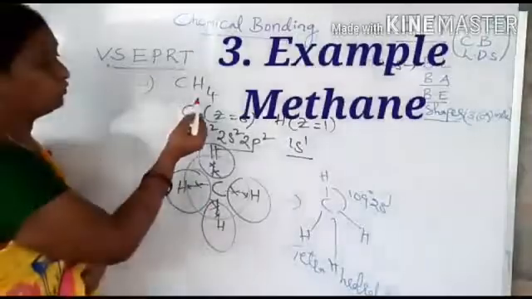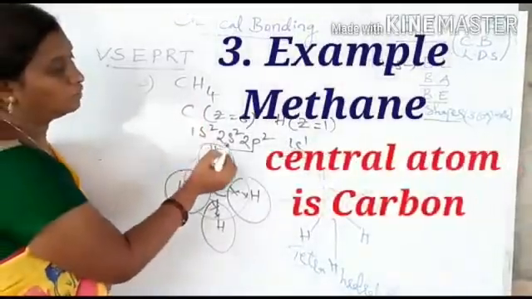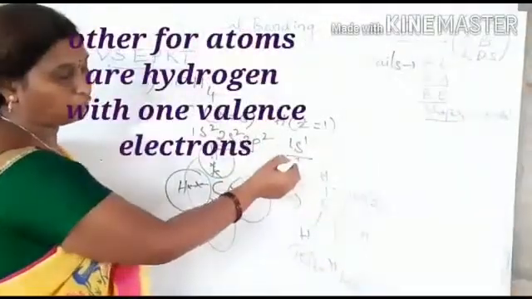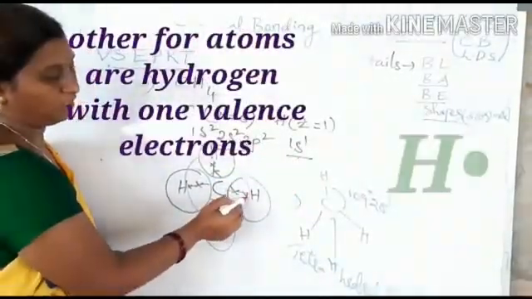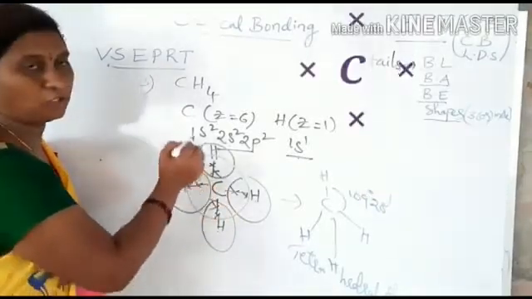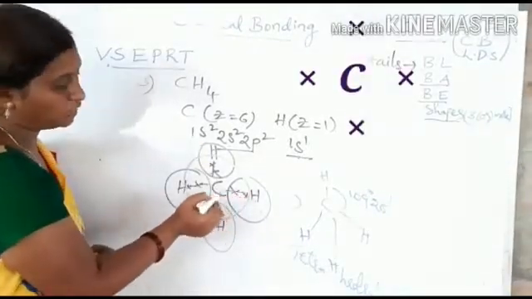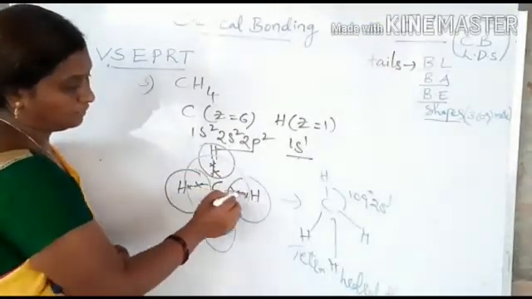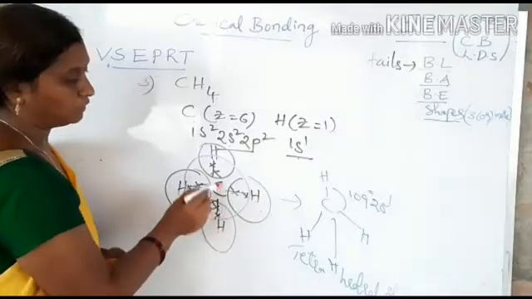So we'll go for one more example. CH4: the central atom is carbon, 1s2 2s2 2p2 is the electronic configuration, and the other 4 atoms are hydrogen, 1s1 configuration. The Lewis dot symbol for hydrogen is this, and for carbon there are 4 valence electrons. Hydrogen, in order to get helium configuration, and carbon, in order to get octet configuration, undergo sharing like this, leading to 4 covalent bonds.